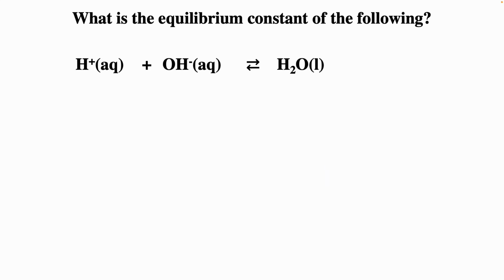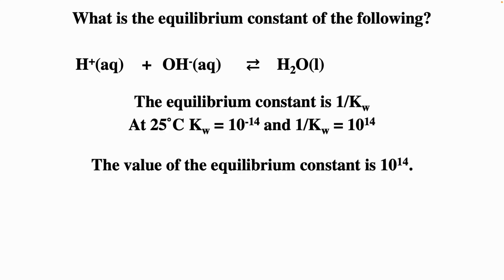So what is the equilibrium constant for this reaction? Notice that we have hydroxide as a reactant, but we also have hydrogen ion as a reactant. And so that makes us think about 1 over Kw. Remember, auto-ionization of water, you're going from water to the hydrogen ion plus hydroxide. Here we have the opposite, and so the equilibrium constant is going to be 1 over the original equilibrium constant. Now, Kw is 10 to the minus 14th, and so that means 1 over Kw is 10 to the 14th. And so the value of this equilibrium constant is 10 to the 14th.